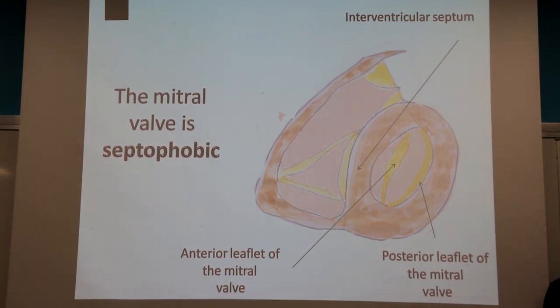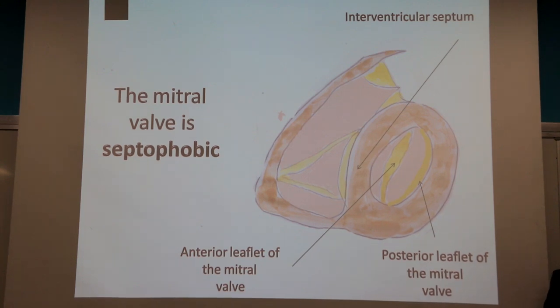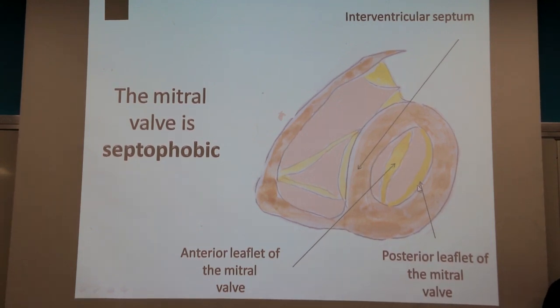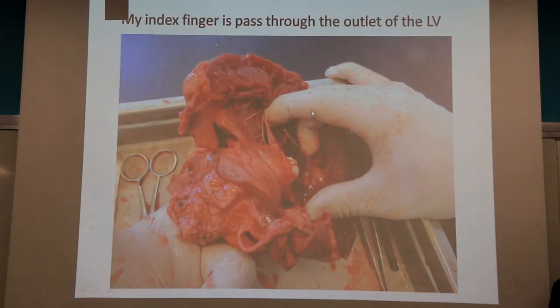During open heart surgery, when you operate on the mitral valve, you are away from the septum and from the conductive system. So here is the interventricular septum, and here are the 2 cusps of the mitral valve. Here is the anterior cusp, and here is the posterior mural cusp. They are separated from the septum by the outflow of the left ventricle. My index finger passes through the outlet of the left ventricle. Here is the mitral valve, the anterior cusp.